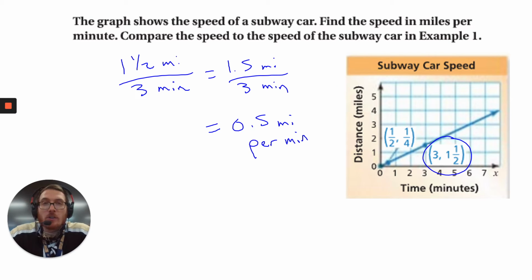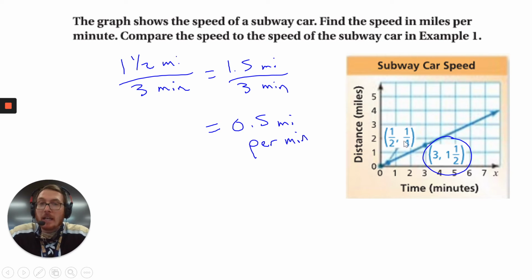This graph shows another subway car, and they ask you to find the speed of it. Remember, ordered pairs are always x, y. So x is time here, and distance is the y value. Notice when I find the unit rate, though, or speed, it's the y value divided by the x value. And that's something we're going to talk about when we get to things like slope later on in this semester. Okay, but you still want miles per minute. That's why it's the y value divided by the x.